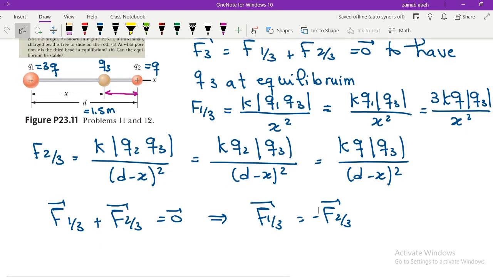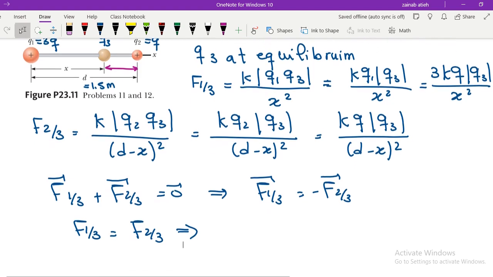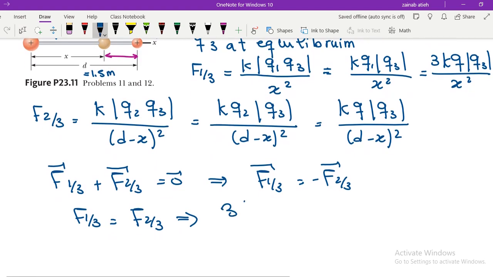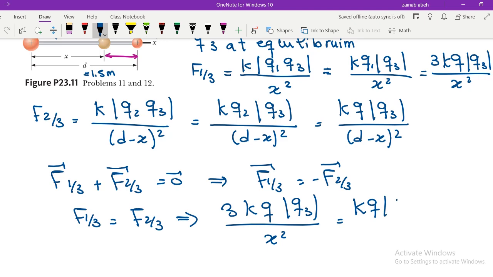As an absolute value for both sides, we will get F1 on 3 equal to F2 on 3. They've got the same magnitude. So this implies I've got my magnitudes up. I will substitute for these values. Let me substitute. I will get 3KQ absolute Q3 over x squared equals KQ absolute Q3 over d minus x squared.